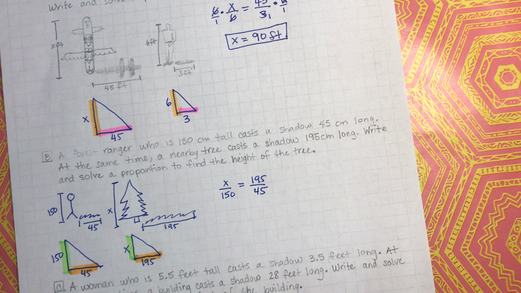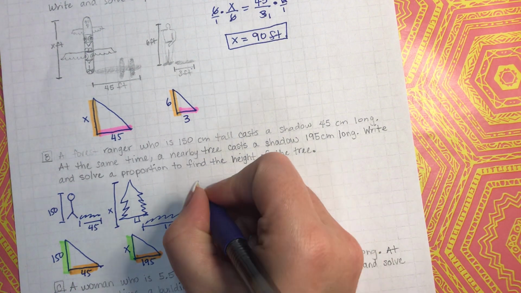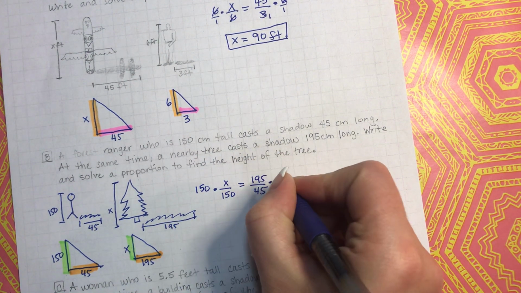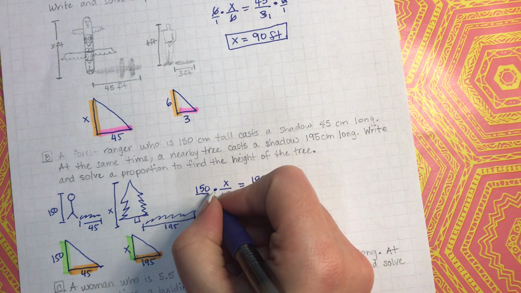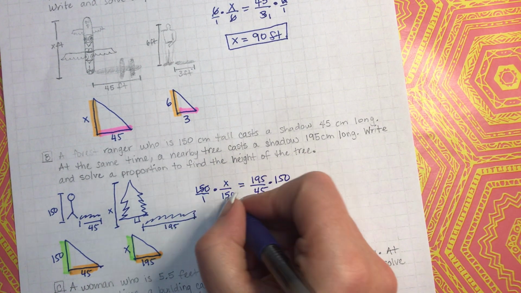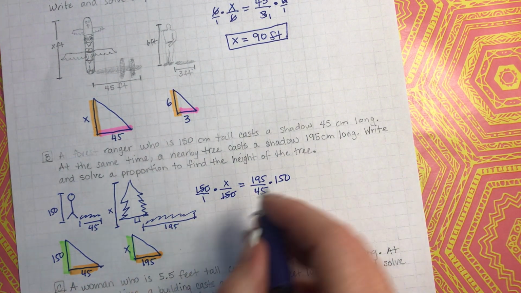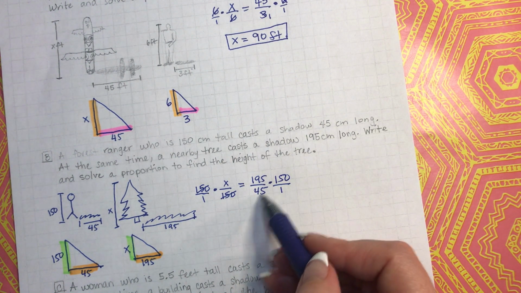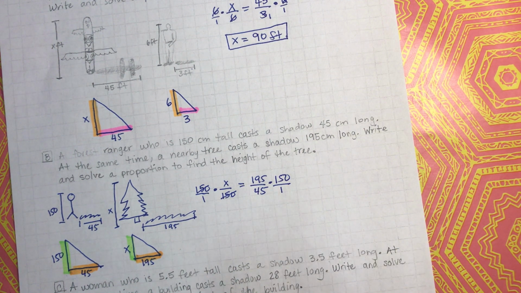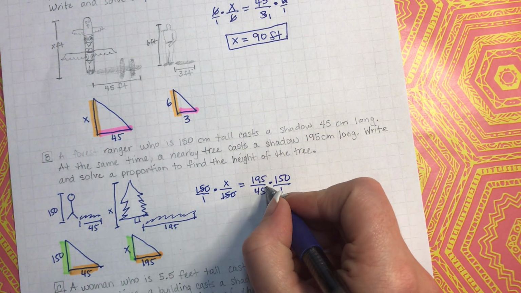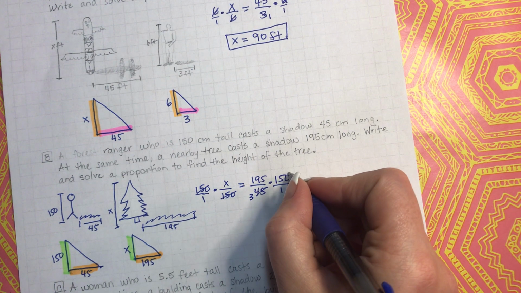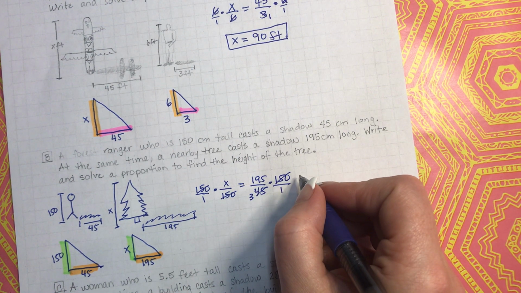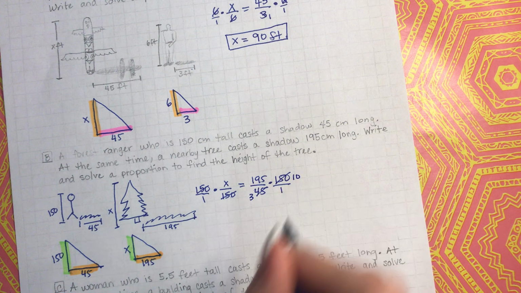Then I just want to get x by itself, and I could do the cross products property, or I could just multiply both sides by 150. I think that's what I'll do. This 150 and this 150 are going to cancel out. And then we can do some cross canceling here. So I think 15 goes into both of these. 15 goes into 45 3 times, and 15 goes into 150 10 times.